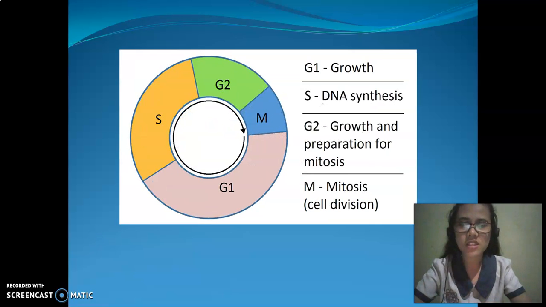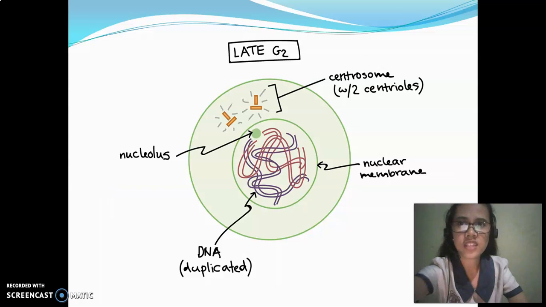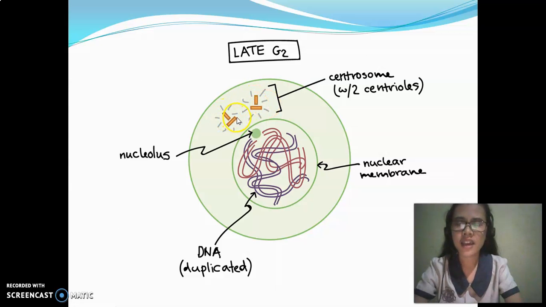The interphase. Interphase has 3 phases within it: the G1 phase, the S phase, and the G2 phase. The G2 phase, as you can see in the picture, the cell has 2 centrosomes, and each has 2 centrioles. And the string-like thing here inside the nucleus is the DNA that has already been copied.